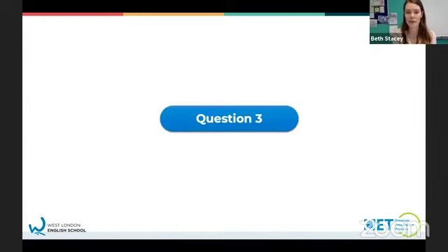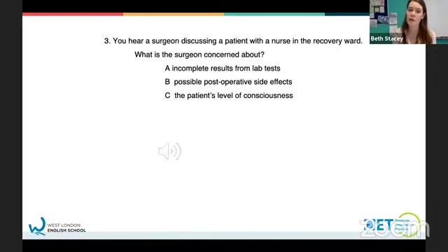Let's look at question 3. You hear a surgeon discussing a patient with a nurse in the recovery ward. What is the surgeon? Oh, you don't get the question.